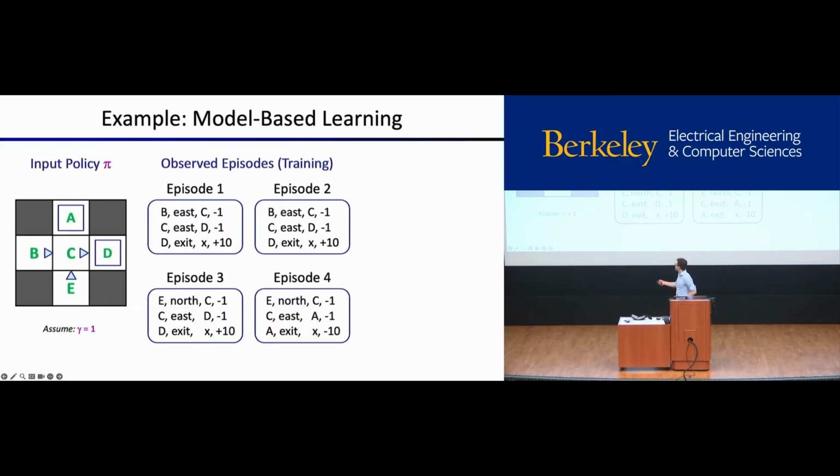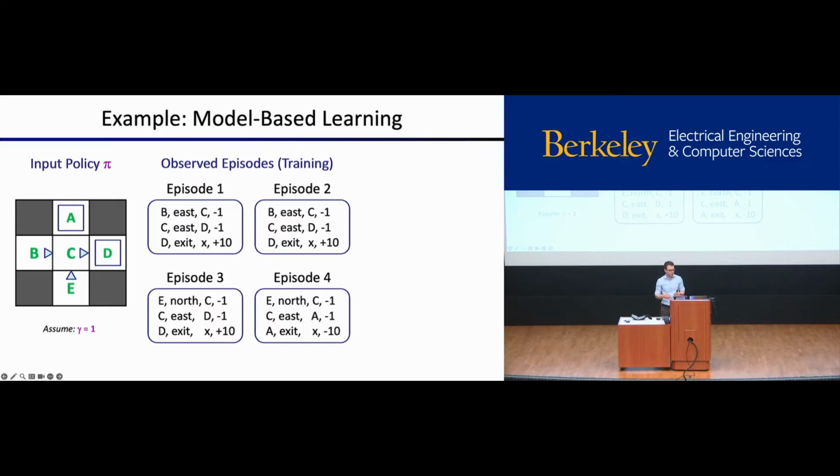Episode 1 looks like B. We start at B, and then we go east, and then we get to C, and then we go east again, and we get to D. Okay? And the rewards along the way are -1, then -1, then +10. So +10 for exiting from D. Okay? And we've got a couple other episodes, and so these will constitute our training data.